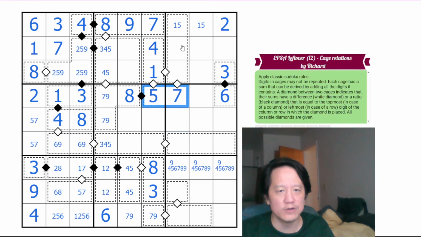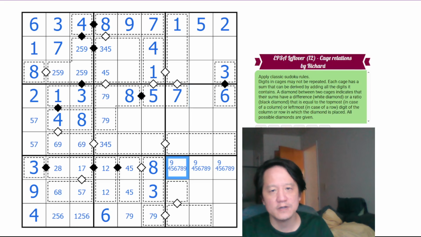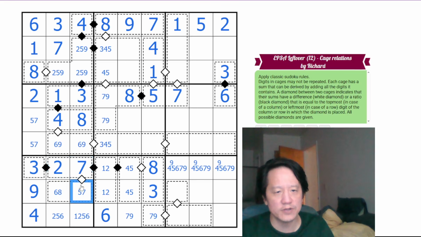This is 12, and this is 13, which has a difference of 1. Because 5 plus 8 is 13, and 5 plus 7 is 12. So this must be 1 here, that's 5. No 8's here. 8 eliminates 8 here. So this cannot be 1 and 7, or sorry, 1 and 8, it's 2 and 7. So we have 2 here, 7 here, which makes this 5 and 8 to add up to 13.